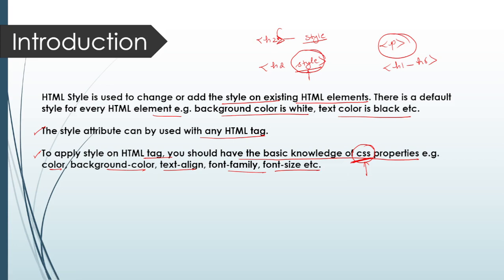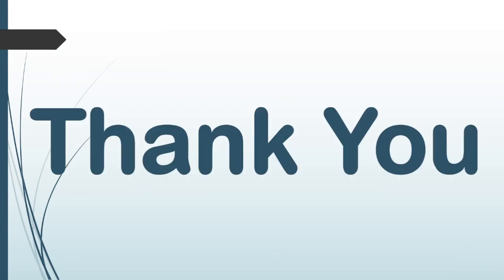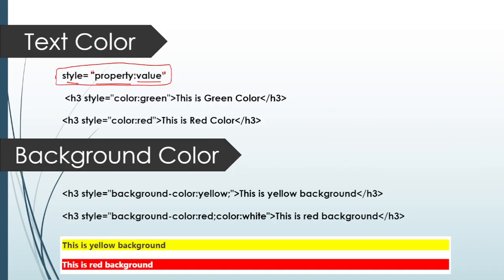In this particular slide, you can see the syntax of the style attribute. Style, then inverted commas, property, colon, and then we add the value, then we close the inverted commas. This is how we can make use of style attributes along with our HTML code.